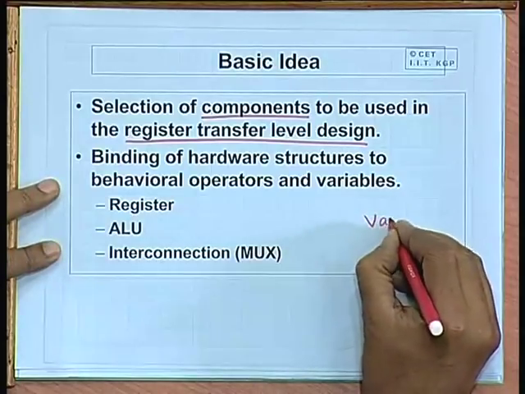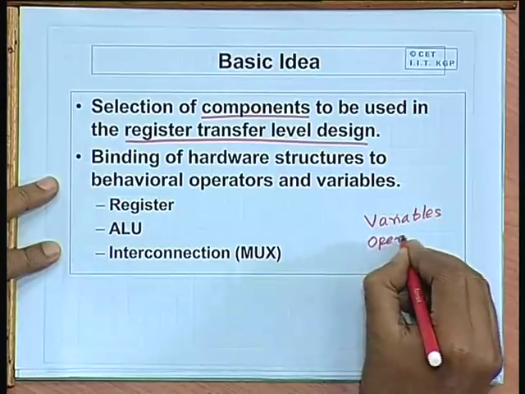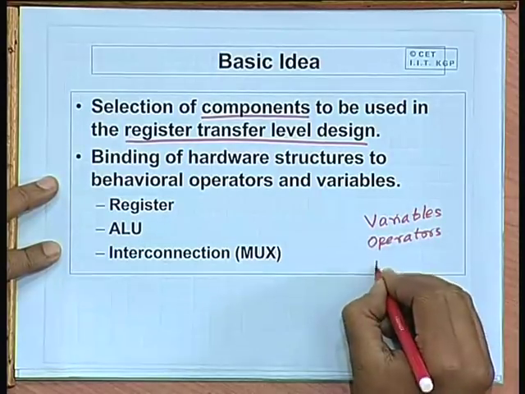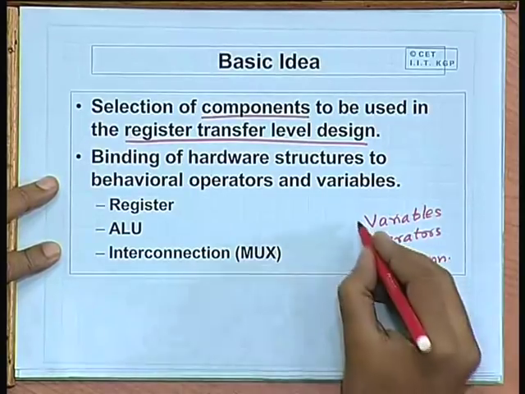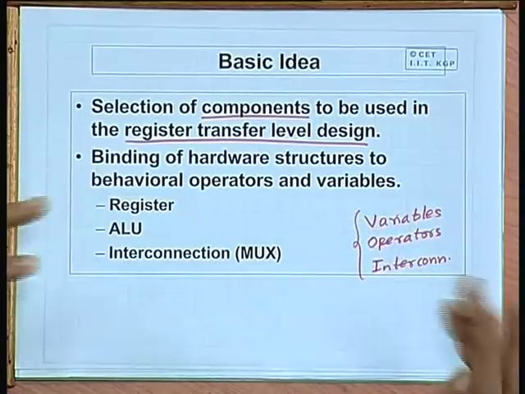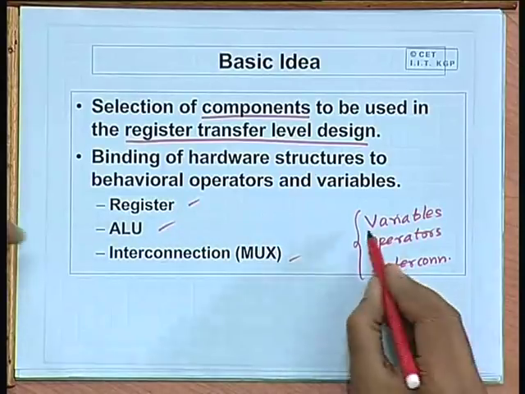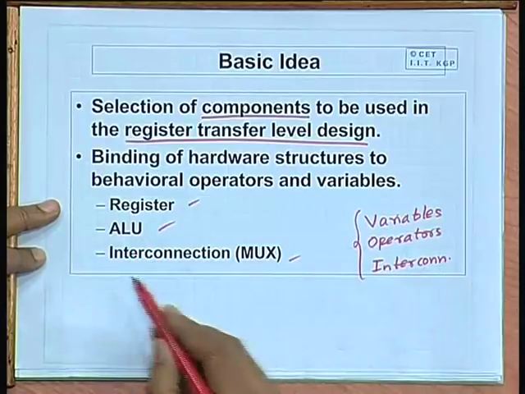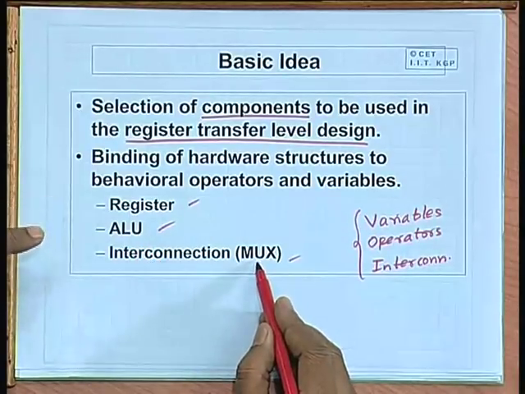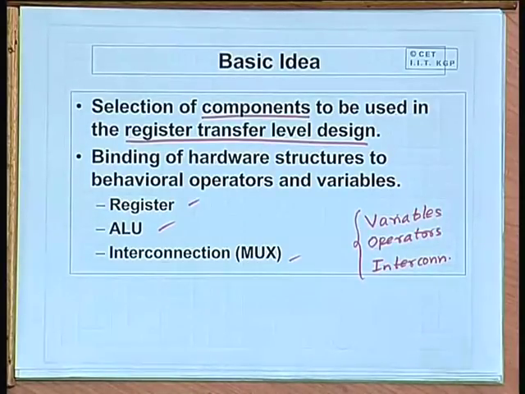There are variables, there are operators. There is also interconnection between them, interconnects. So I will have to take care of all these things in order to arrive at the final hardware. Registers, ALUs, multiplexers: variables will be residing in registers, operators will be mapped to ALUs, interconnections may require additional multiplexers, right. So let me take a simple example to illustrate it, you will have an idea of how it works.